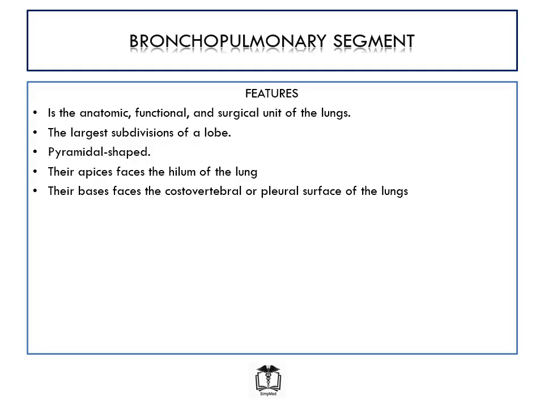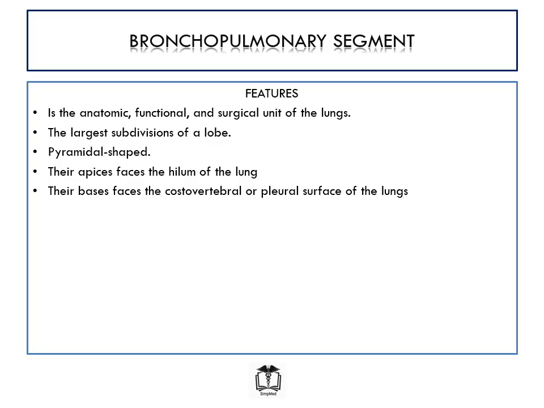The bronchopulmonary segment is the anatomical, functional, and surgical unit of a lung. What this means is that if we are to break down the lung into its most divisible form, that divisible form is going to be a single bronchopulmonary segment. Functionally, each bronchopulmonary segment can function entirely by itself without affecting or being affected by segments that are intervening or surrounding them. And then surgically, bronchopulmonary segments can be resected if need be.